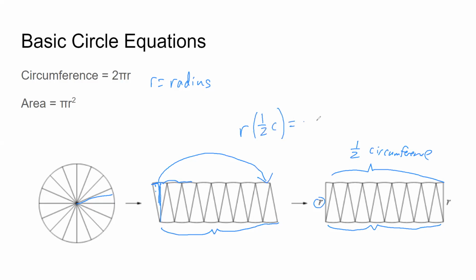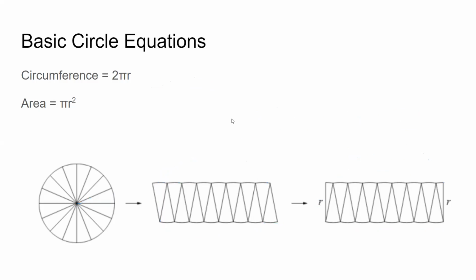So you have R times half of the circumference. Well, the circumference is just 2 pi R. And if we simplify this, we get pi R squared. So that's an interesting way that you can figure out the area using the circumference equation. I thought that was interesting.